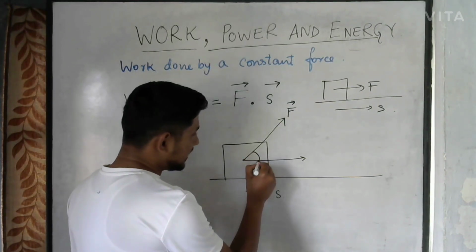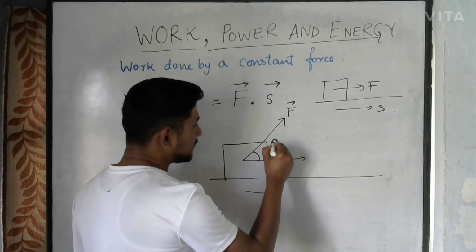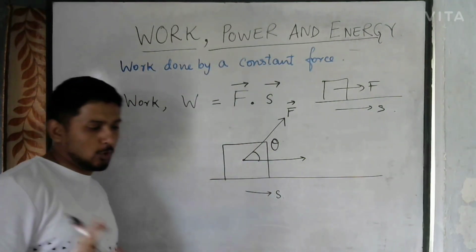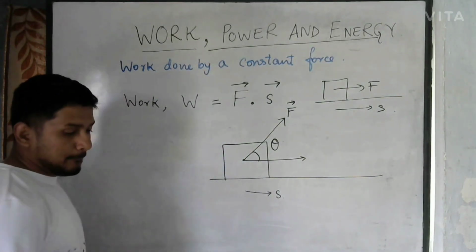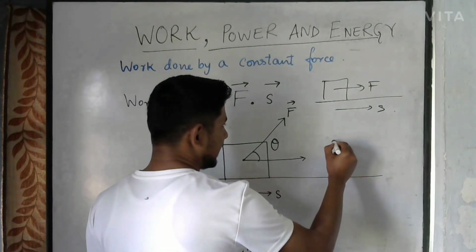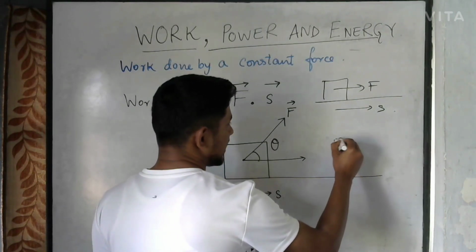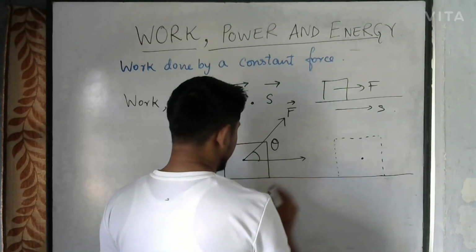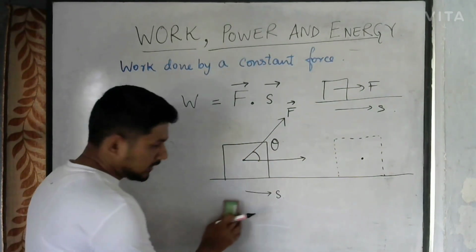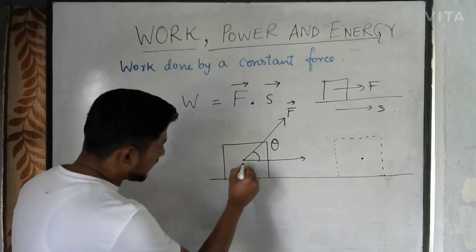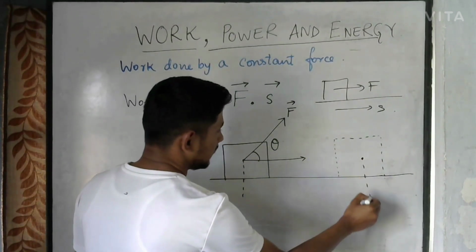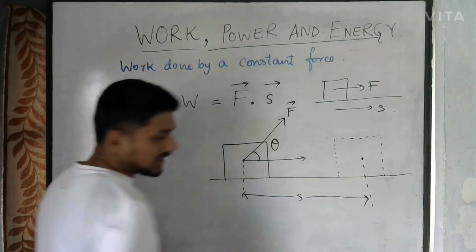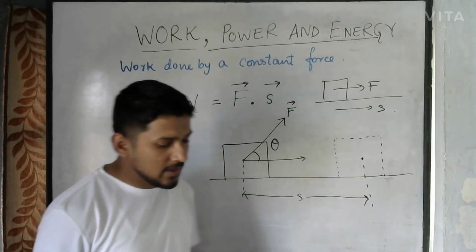Now let the angle between force and displacement be theta. We already know about this, right? Let the angle between force and displacement be theta. Okay, so now after some time, what is happening? The object reaches here. And this very length is known as S. Okay? It's completely clear.